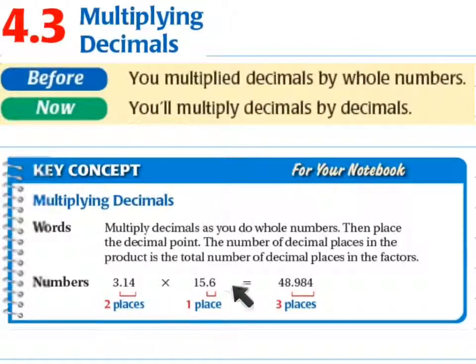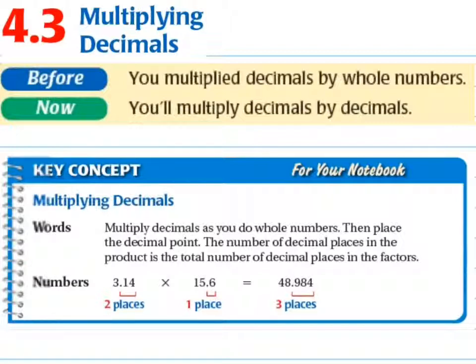But now we have another number that has a decimal with one place, and so we have to add those two together, and that gives us a total of 3 places that we're going to have to move our decimal. So multiplying decimals is different than adding and subtracting decimals because we don't have to line them up when we multiply. Only in addition and subtraction do we line up the decimals.